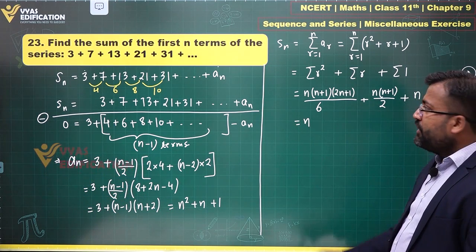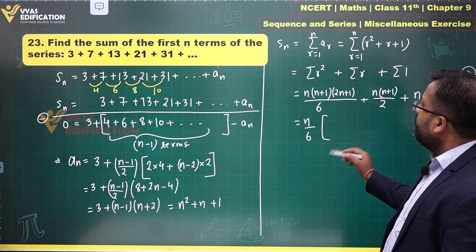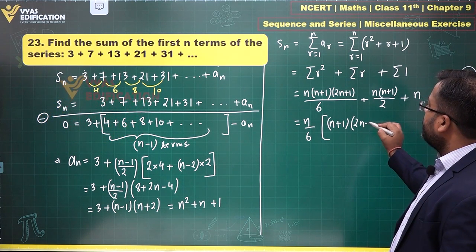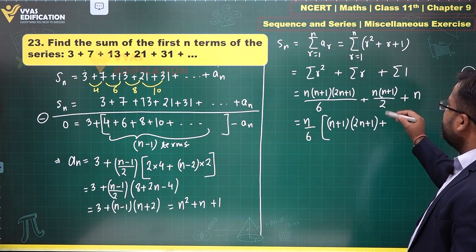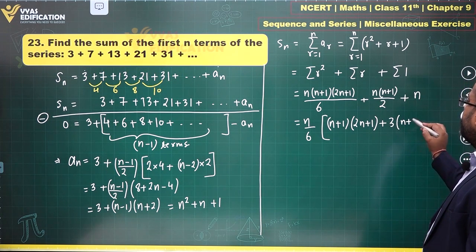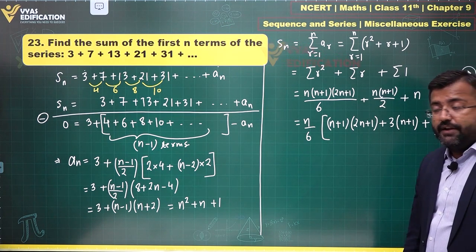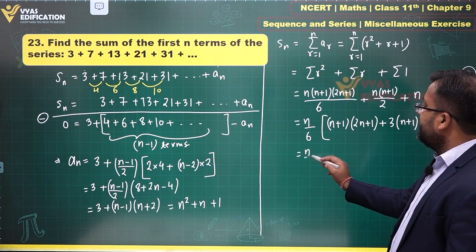n comes out from the numerator, 6 comes out from the denominator, and what does remain? n plus 1, 2n plus 1 remains from the first term, plus n by 6 comes out common, so 3 times n plus 1 will remain over here, plus n has gone, 6 will come over here. This is what you get, right? n by 6 is okay.